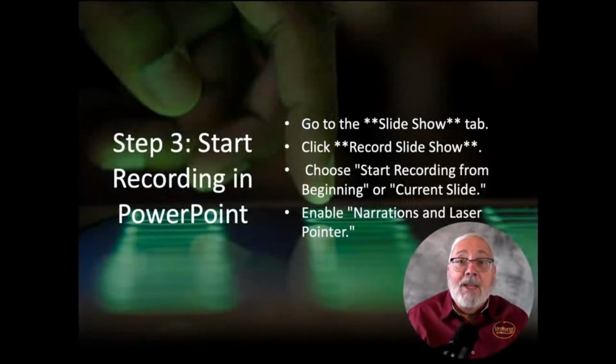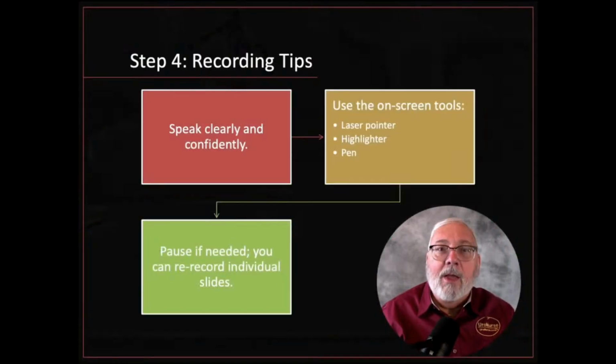Navigate to the slideshow tab at the top of the PowerPoint ribbon. Click on the record slideshow button, then select where you want to start recording. Ensure the narrations and laser pointer option is checked to capture. As you record, speak naturally and confidently as if presenting to a live audience. Use the tools available to emphasize key points on your slides. If you make a mistake, don't worry. You can just re-record that slide.